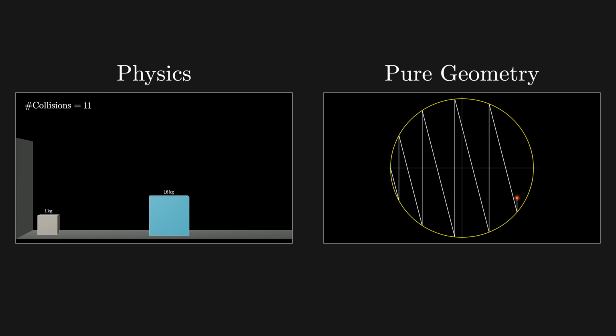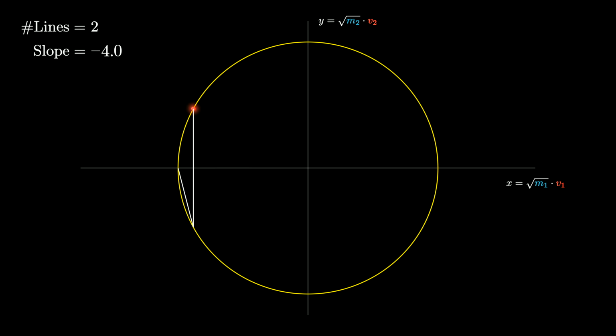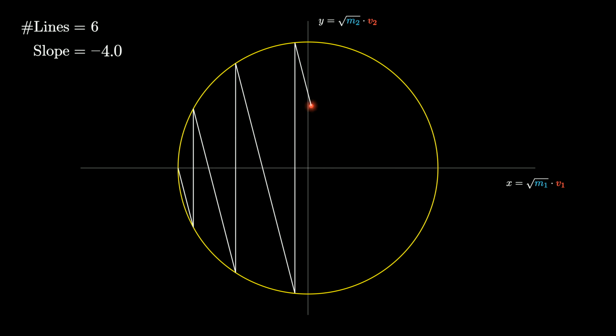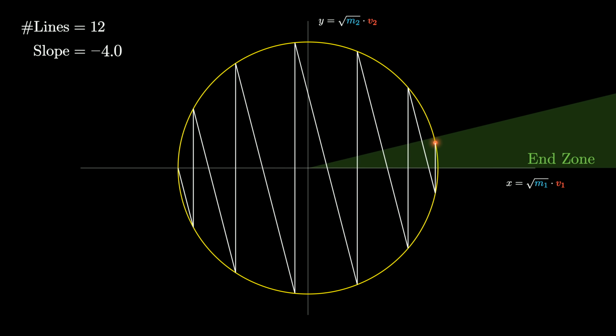Our new puzzle is this. Imagine I said we have a circle, you start at the leftmost point of that circle, and your first move is to travel down and to the right along a line with some specific slope. Here I'm drawing a slope of 4, but it could be anything. And then you move straight up until you intersect the circle, and then down and to the right with that same slope, then straight up, down and to the right, over and over and over until you end up inside this end zone. The puzzle is, how many lines do you draw? How many times do you zig and zag throughout this process?